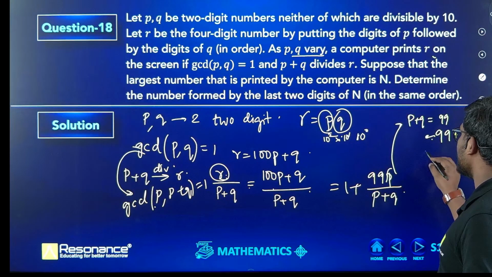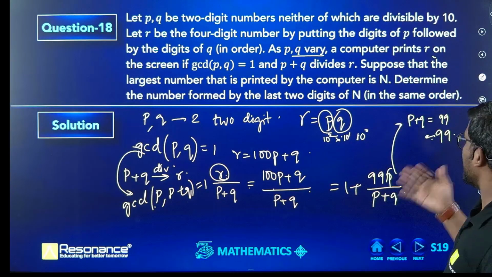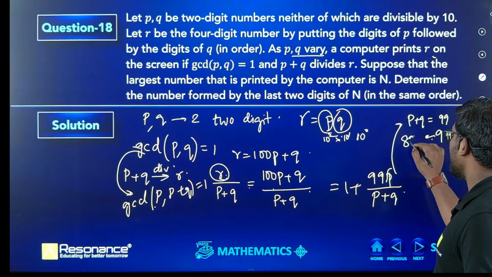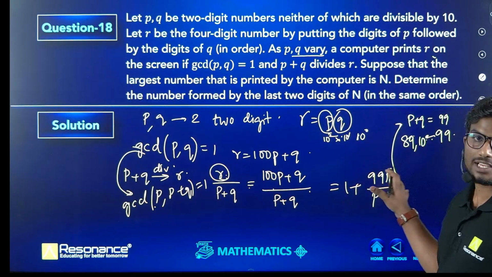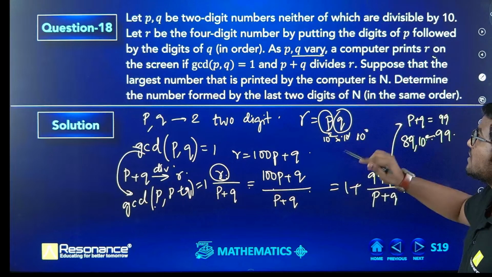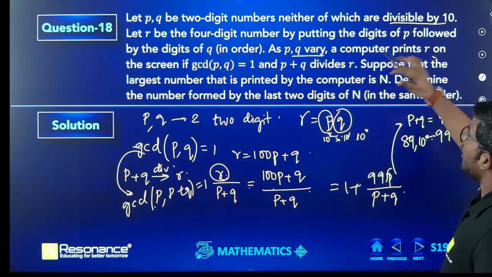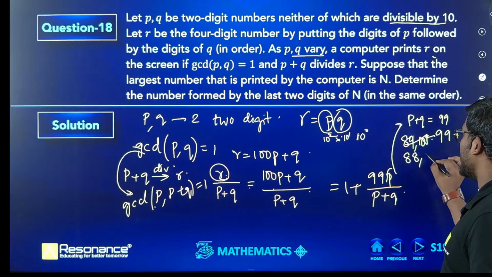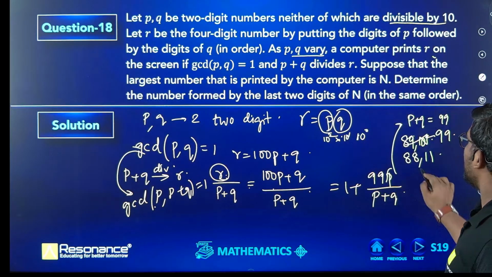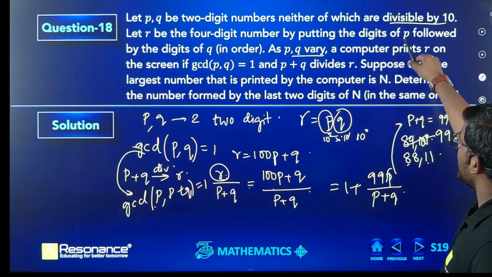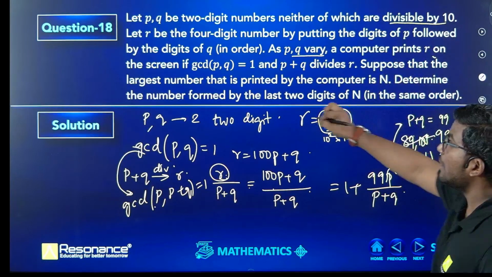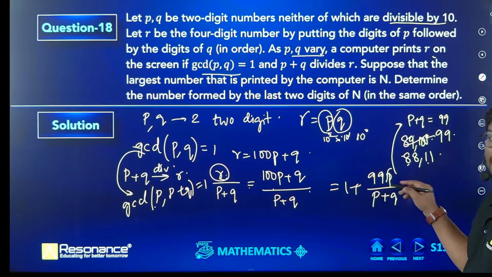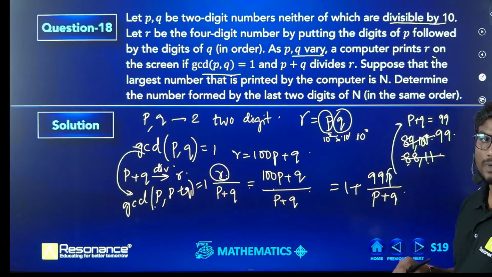Now the factors of 99, how can 99 be made by adding two-digit numbers? First we'll take 89 and 10. The first case would be 89 and 10 because they are two-digit numbers. But none of the numbers are divisible by 10, so this is not a case. Next we'll go to 88 and 11. 88 and 11 is a possible case because none of them are divisible by 10. But then GCD of P comma Q should be 1, and the GCD of these numbers is 11. So this pair can also be discarded.